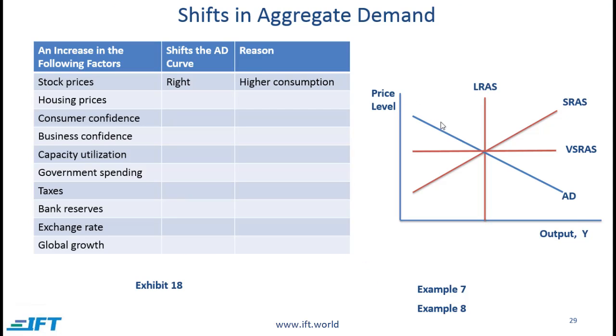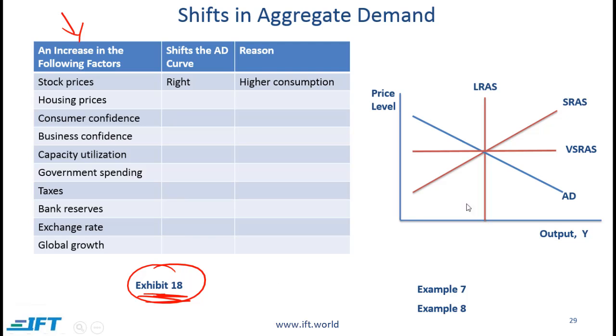Now let's take a look at the aggregate demand curve and what are the factors which would cause the aggregate demand curve to shift. There is a fair amount of material on this in the curriculum, but I think the information that you need to know is captured very well in Exhibit 18, and the table that I'm showing you here is based on this exhibit.